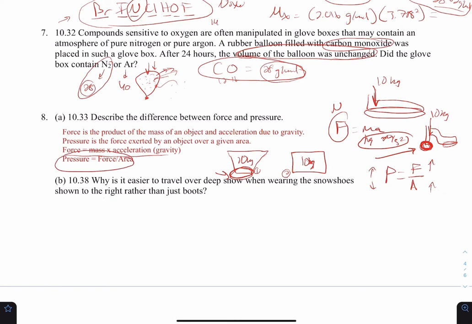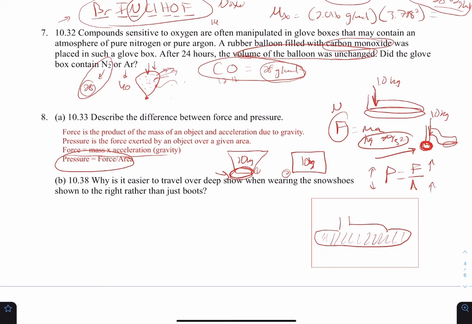So applying that to part B here, it says, why is it easier to travel over deep snow when wearing snowshoes shown to the right rather than just boots? Obviously I don't have them shown, but they look something to the effect of this. You have the shoe part. If you're not familiar with it, it's pretty common in Utah, I feel like, but it's got this shoe part, and then it's got this range on the outside that spreads out the weight. So you've got this extra area over which you're spreading the weight.